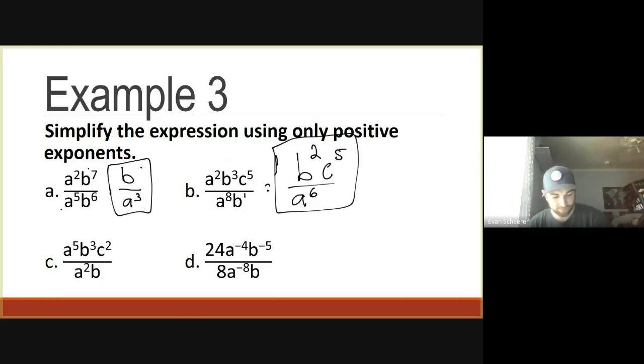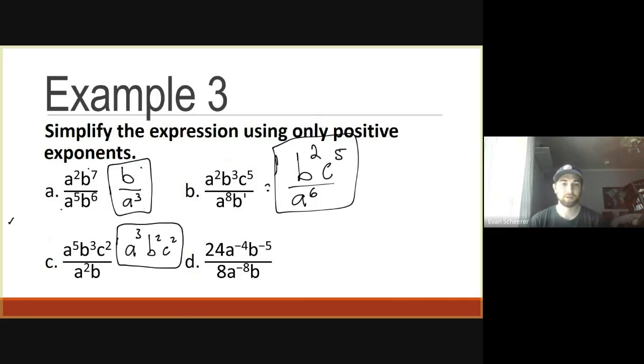For the next one, put my fraction sign A to the fifth over A squared, where there's 3 more A's on top. B cubed over B. This one's pretty similar. B cubed over B. Well, there's 2 more B's on top. And then C squared, well, that's on top also. So I don't even need my fraction bar, right? A cubed, B squared, C squared is my answer.